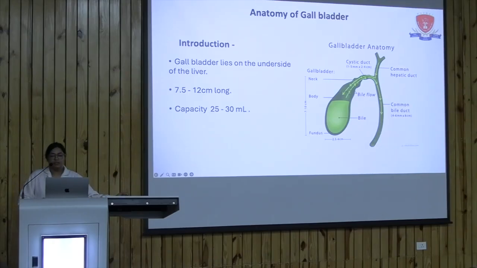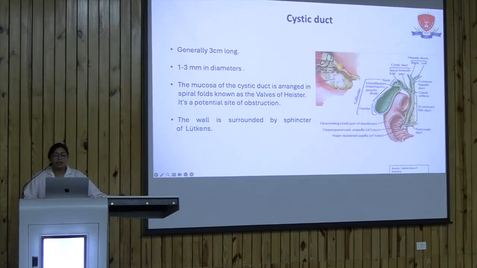The gallbladder is a pear-shaped sac situated on the inferior surface of the liver, measuring from 7.5 to 12 centimeters in length. It serves as a reservoir for bile with a storage capacity of approximately 25 to 30 milliliters. It can be divided into three parts: the broader fundus part, the body, and the narrow neck part. Connected to the gallbladder is cystic duct, which is generally 3 centimeters long and 1 to 3 millimeters in diameter.